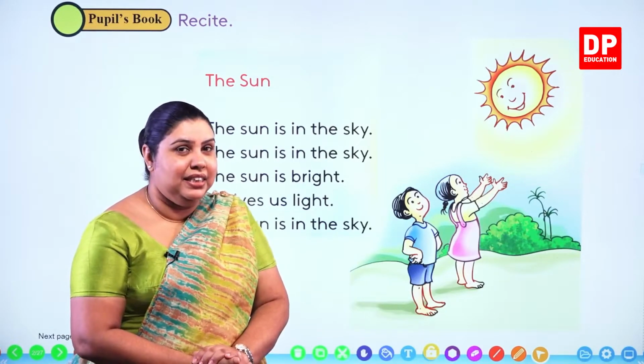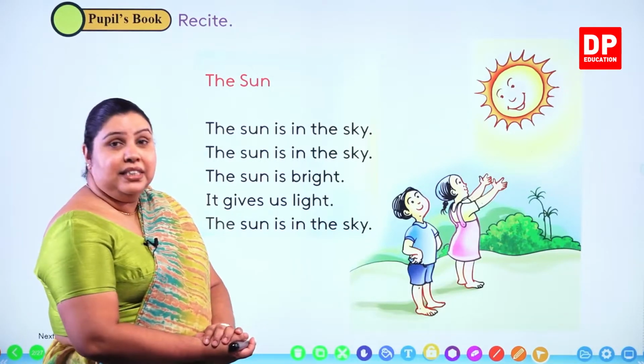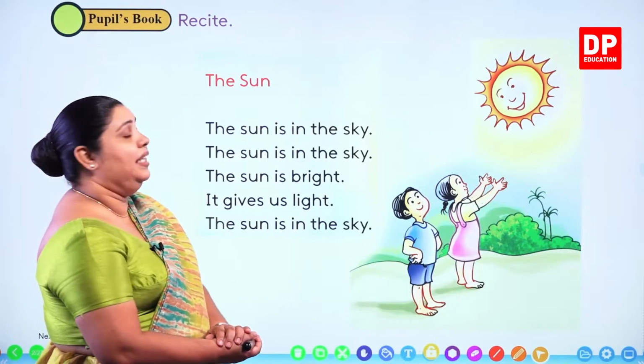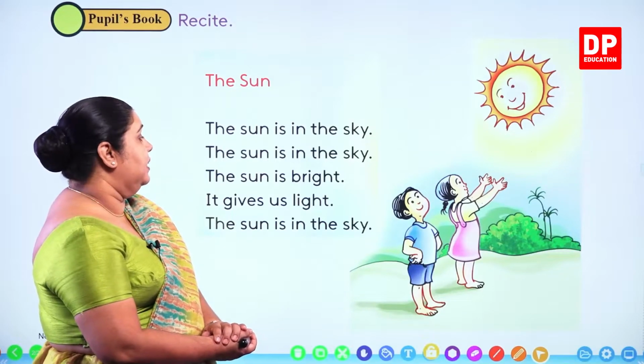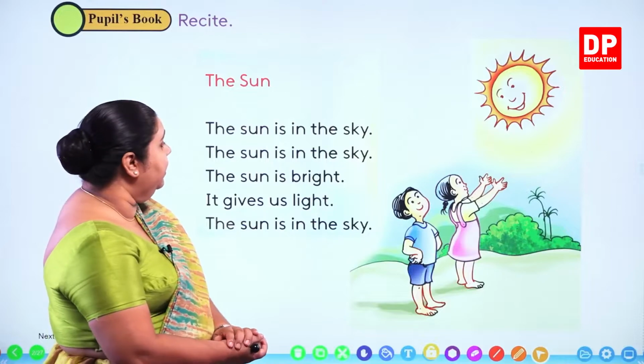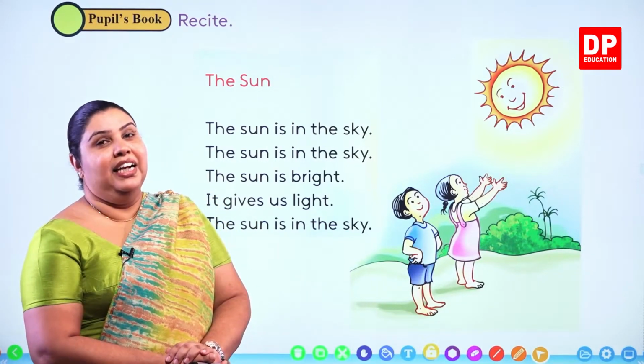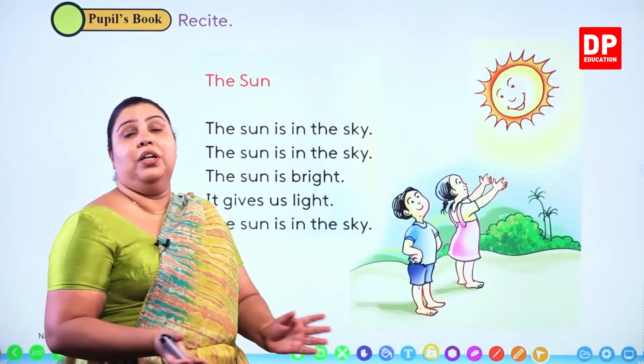The sun is in the sky. The sun is bright. Oh, what is the meaning of the word bright? The sun is bright.